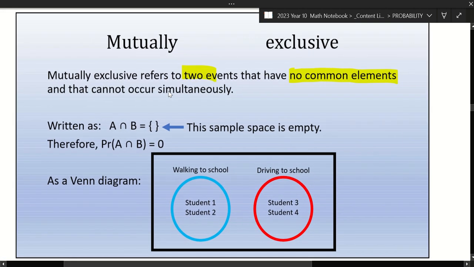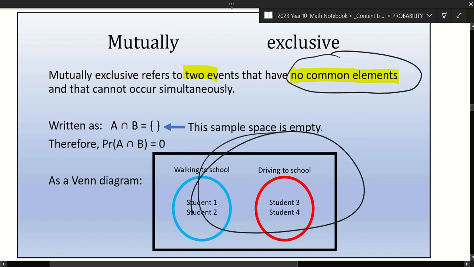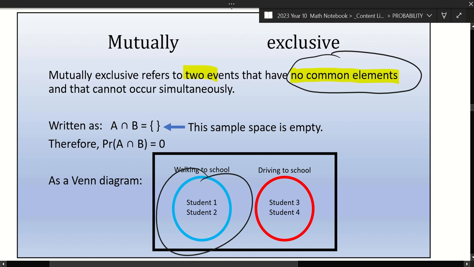When you look at this part here, mutually exclusive are events that cannot happen at the same time. No common elements. That's probably the main thing that you're trying to get out there. There's nothing that they have in common. And I drew this for you guys here before. The circles are separate. They're not together.